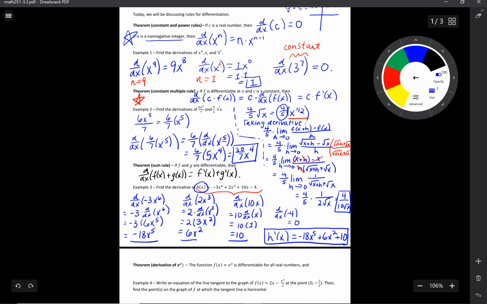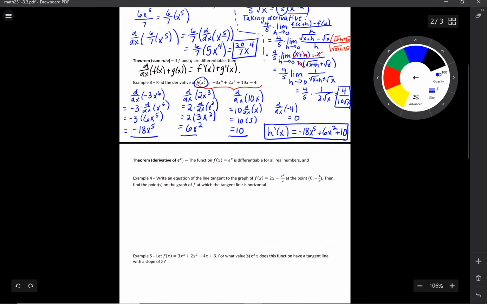So when I'm taking the derivative of a function that has lots of terms, I just take the derivative of each individual term and then add them together. All right.